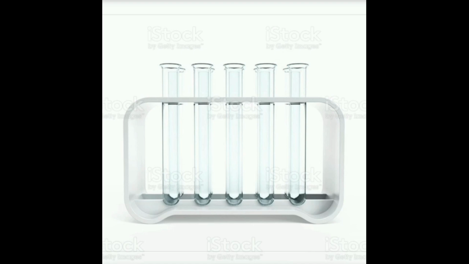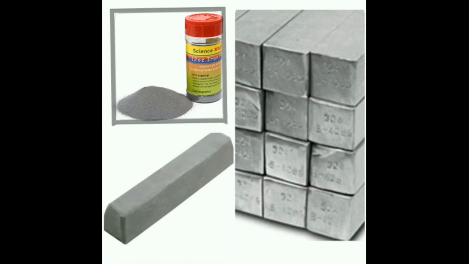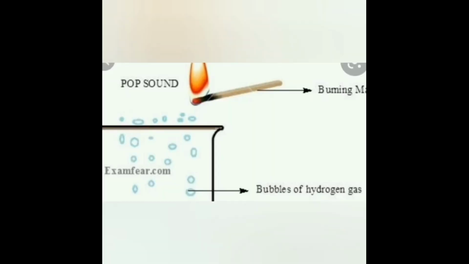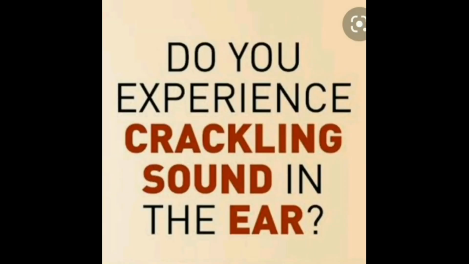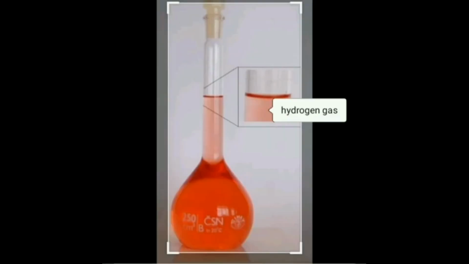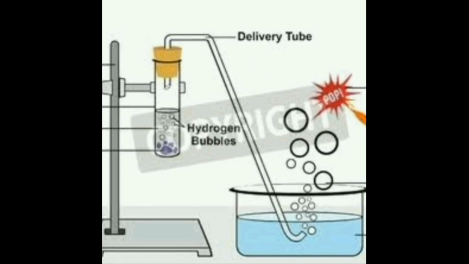After taking lemon in the test tube, add copper, zinc or magnesium to each of them. After some time, light a matchstick and keep it near the test tubes. What do you observe? I think you have heard a pop sound. The pop sound is because of hydrogen gas. In the same way, you can do this activity with a base.